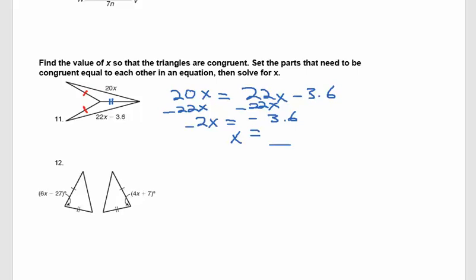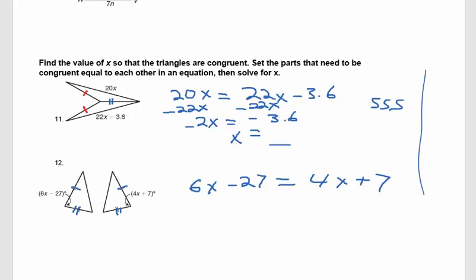And in 12, you already have that this side is congruent to this side, and this side is congruent to this side. So if these two angles are congruent, then you can use SAS. This one's SSS. And in order to find that value, you just set these two expressions equal to each other, solve, and find what you get for x. So subtract 4x from both sides, add 27, and you'll find what your value of x is.